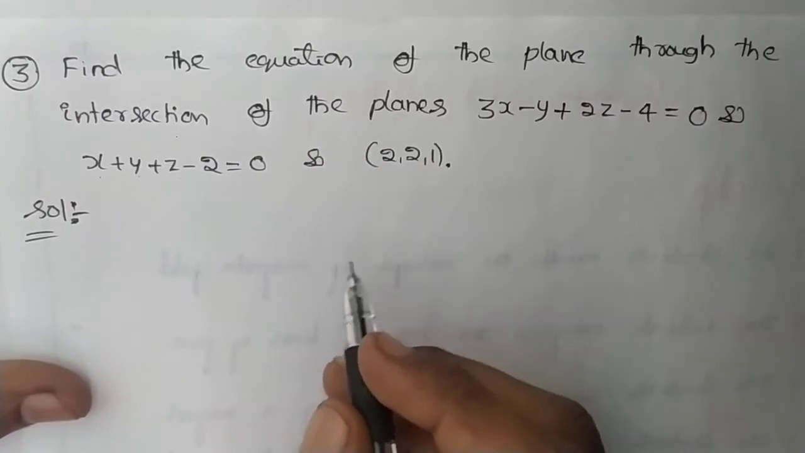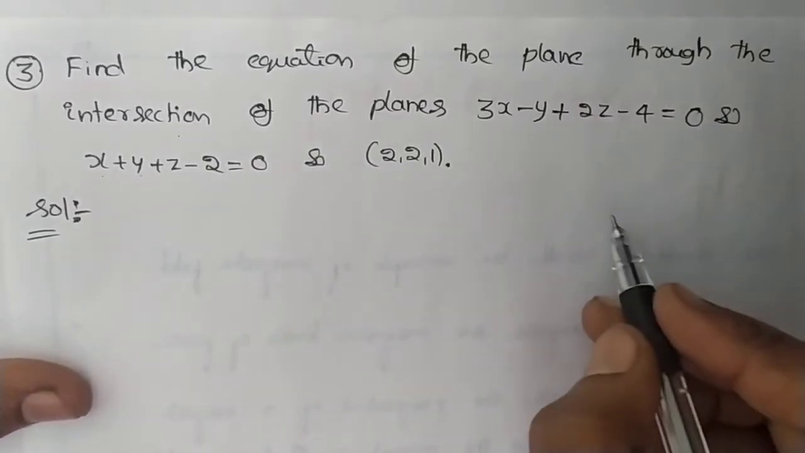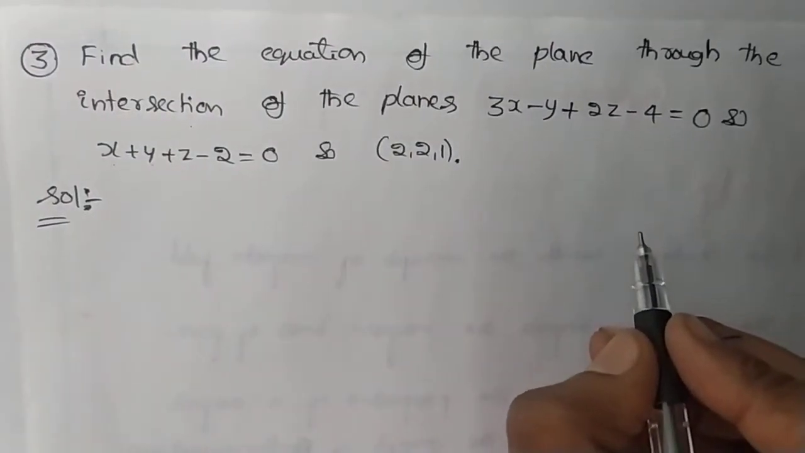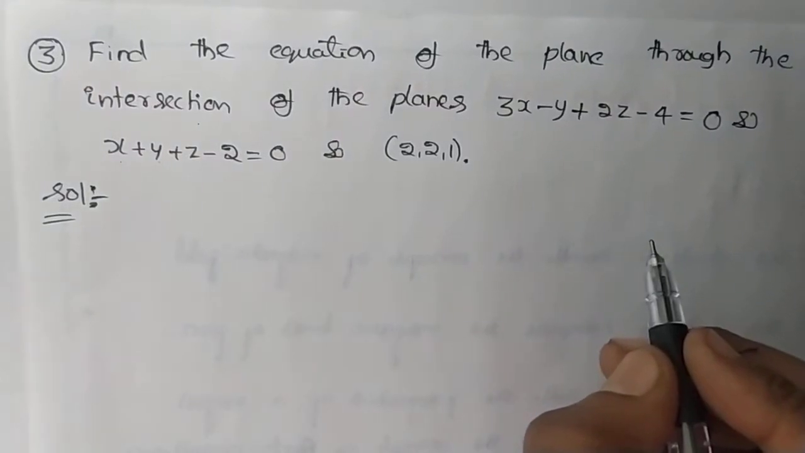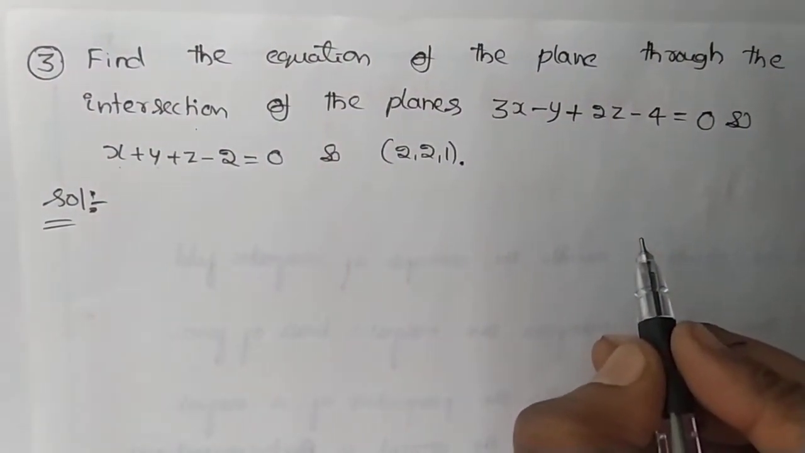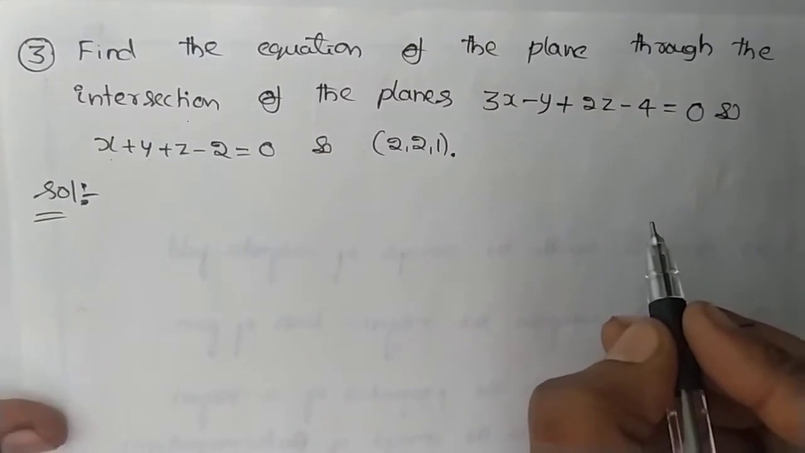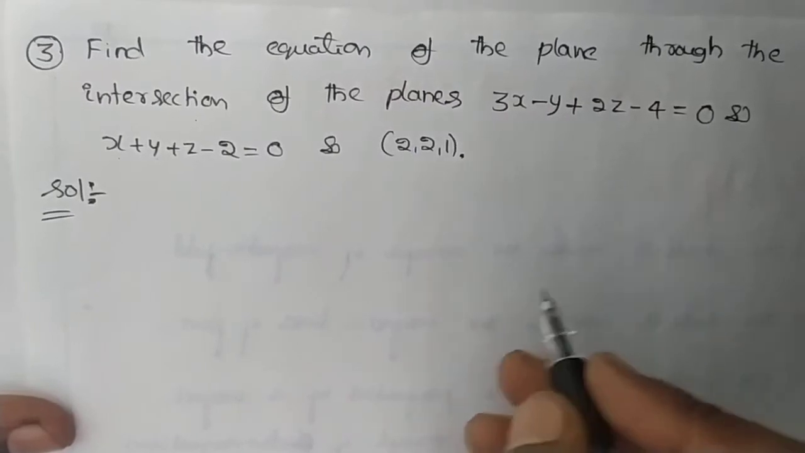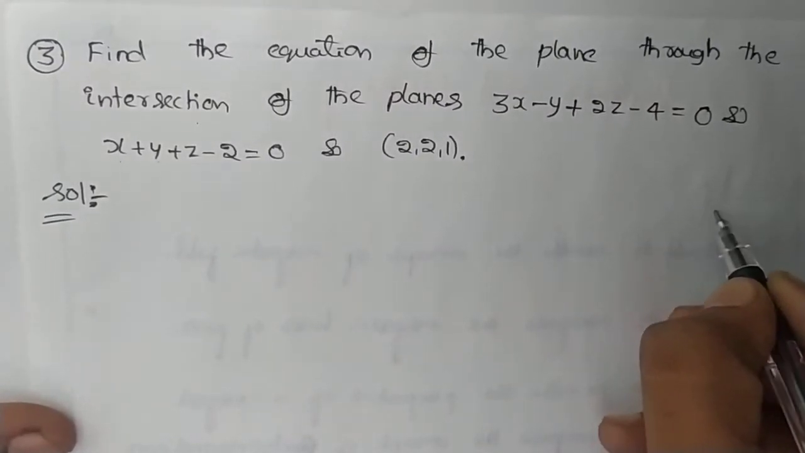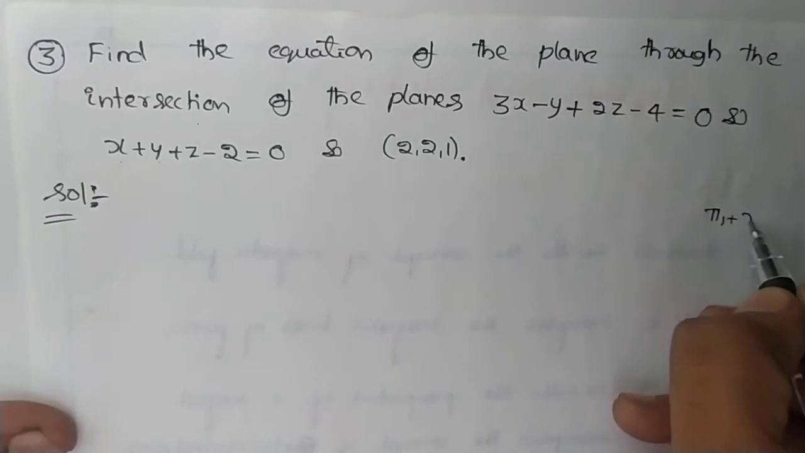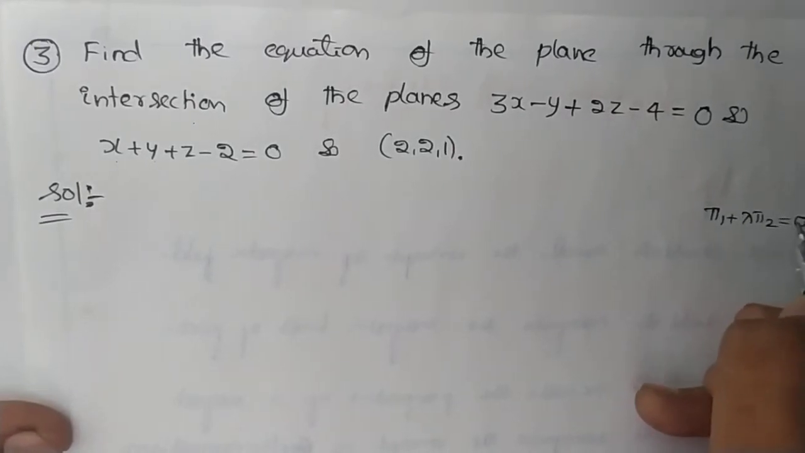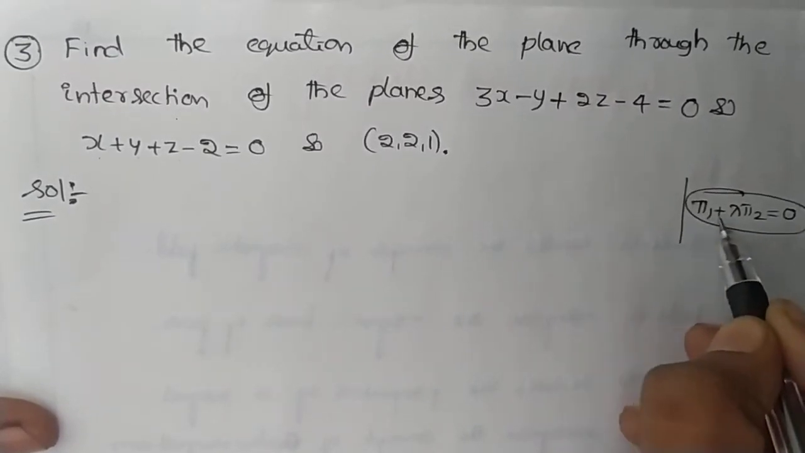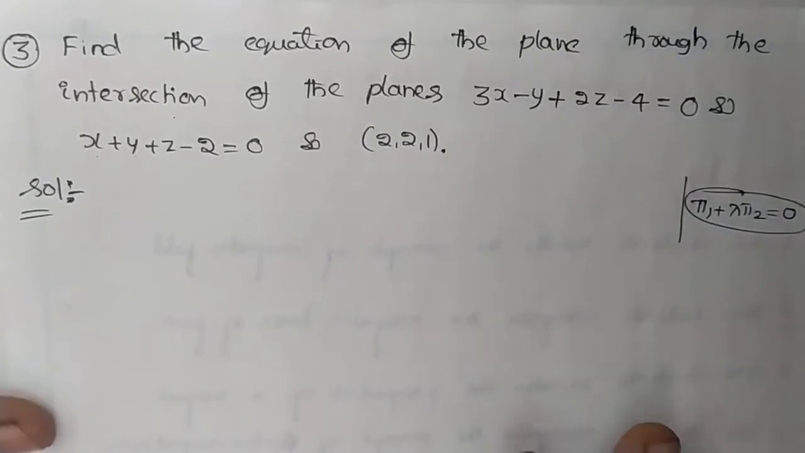You just recall, the Cartesian form of this plane will be what? a1x plus b1y plus c1z minus d1 plus lambda into a2x plus b2y plus c2z minus d2 equals 0, or pi 1 plus lambda into pi 2 equals 0. Of these two forms, I will take this one, pi 1 plus lambda into pi 2 equals 0. This will be very easy. This helps us to find the lambda value.